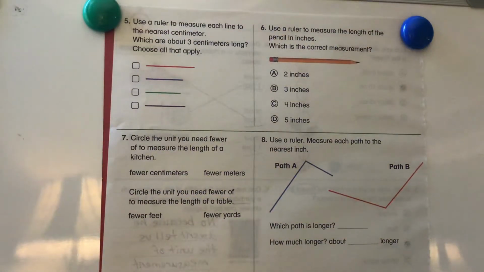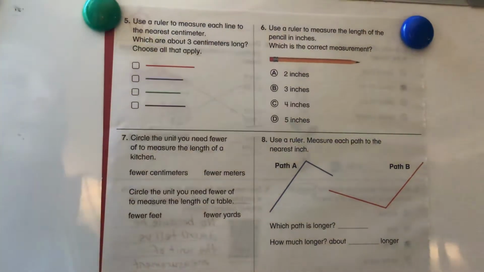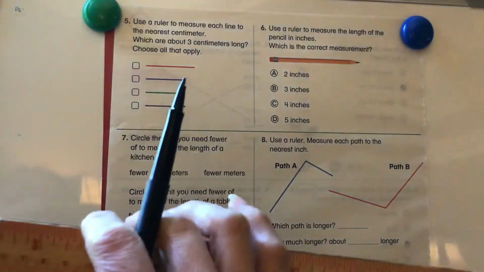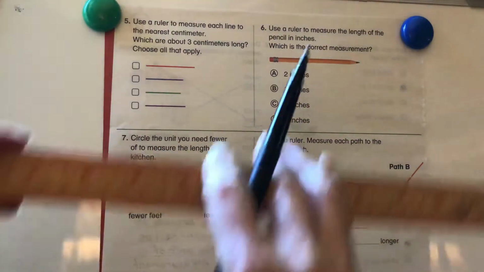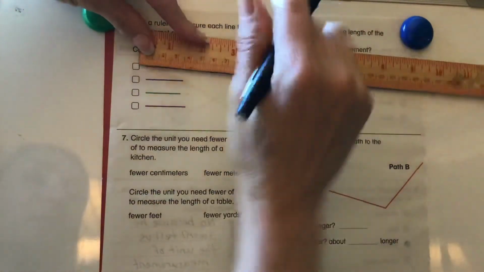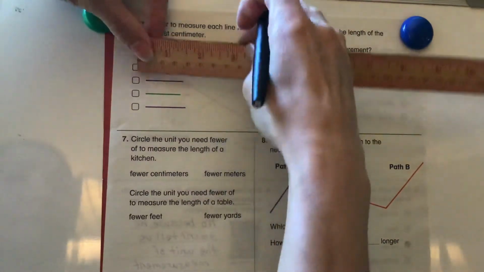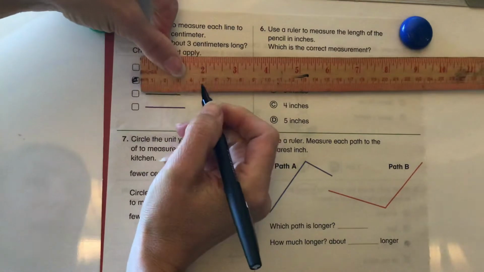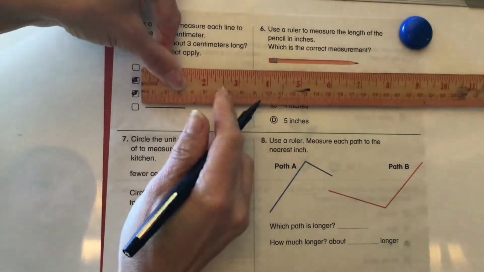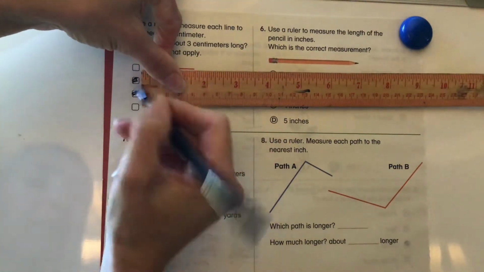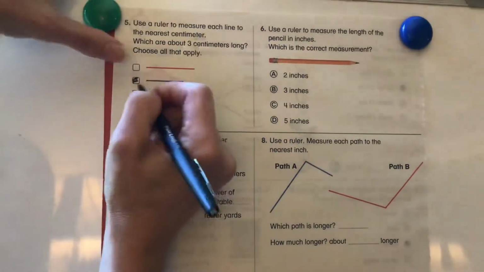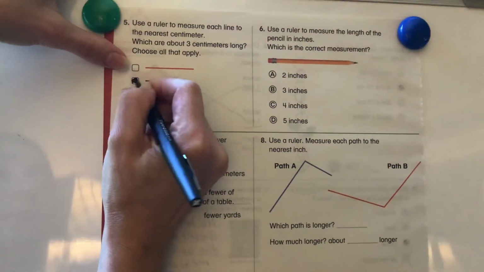Okay, number 5. Use a ruler to measure each line to the nearest centimeter. Which are about 3 centimeters long? Choose all that apply. So we're going to get your ruler out. You're going to go through and measure each of these. This one is 4. This one is about 3. That one is about 3, and that one is about 3 also. It's a little less than the halfway mark. So those bottom 3 are all about 3 centimeters.